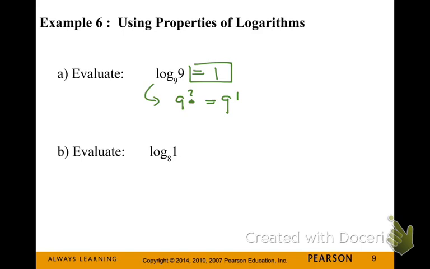On the second one here, it says log base 8 of 1. Well, this is the same thing as saying 8 to what power is 1? But as we talked about, any base to the 0 power will be 1. So it doesn't matter if it's 8, 10, -8, a million, still going to be 1. So these are using those basic properties there.